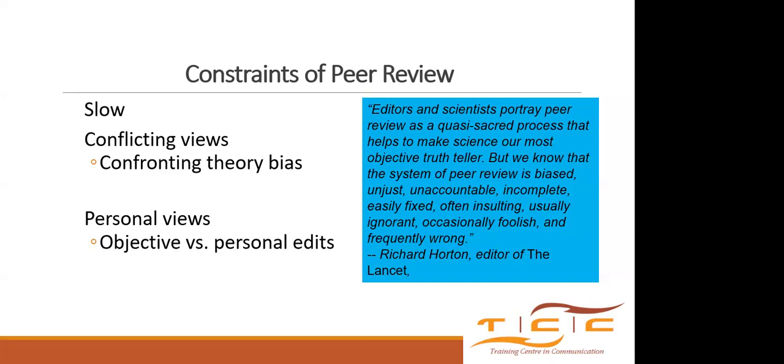portray peer review as a quasi-sacred process that helps to make science our most objective truth telling. But we know that the system of peer review is biased, unjust, unaccountable, incomplete, easily fixed, often insulting, usually ignorant, occasionally foolish, and frequently wrong. Now, this one is coming from an editor. Now, you can understand how frustrated people are with the peer review process because of so many reasons.